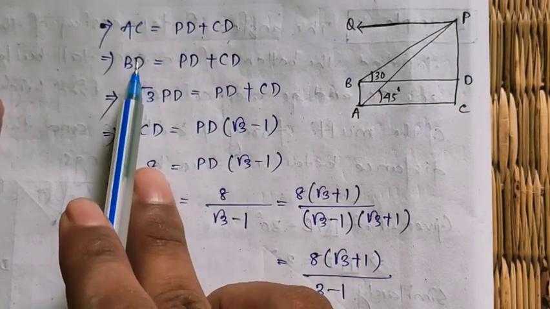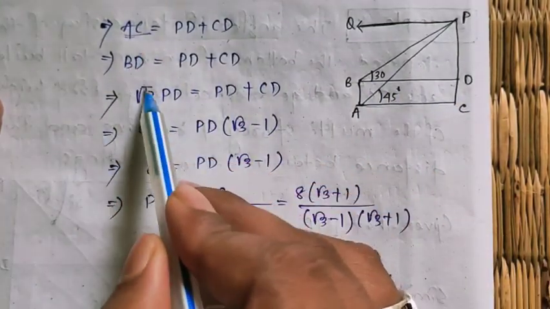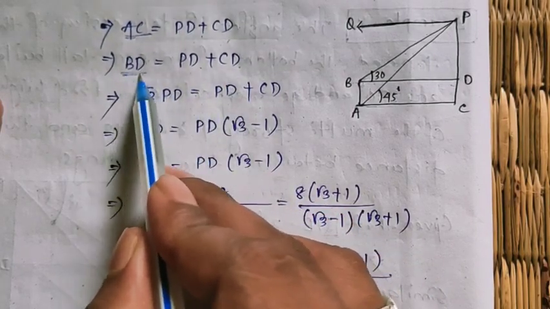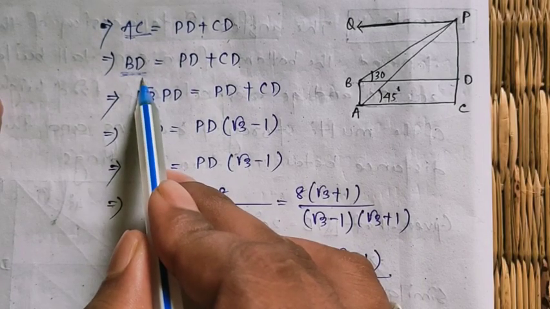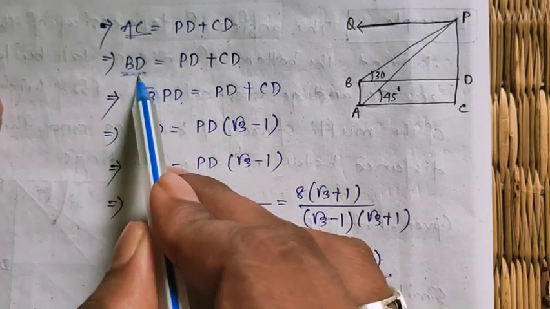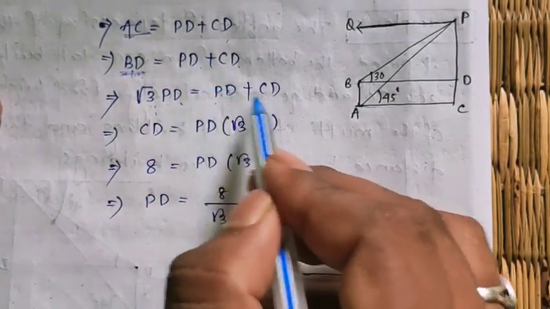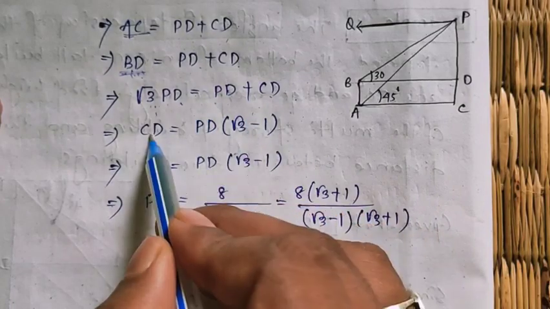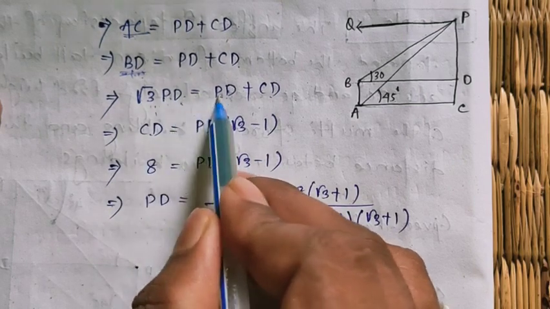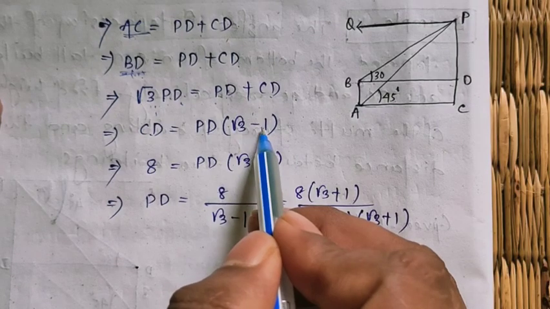This implies AC is equal to BD, so in place of AC I can write BD. BD is equal to PD plus CD. We have already found BD is equal to root 3 into PD from equation 1. So root 3 into PD is equal to PD plus CD. This implies CD is equal to root 3 PD minus PD. Taking PD common, it will be PD into root 3 minus 1. Understand?